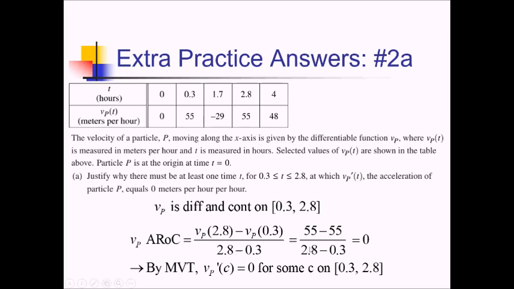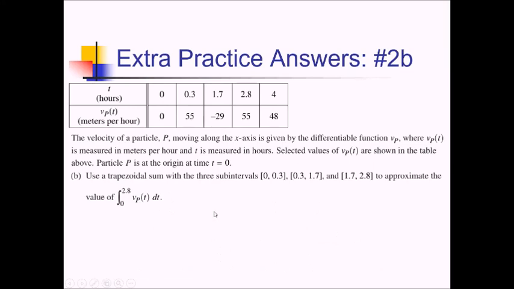IROC, there's going to be some IROC that equals this AROC somewhere on this interval. For this part of the problem, they want us to use a trapezoidal sum with 3 subintervals to approximate the integral from 0 to 2.8 of Vp of t dt. All right, so I'm going to say that this stuff is approximately equal to the following. And if you don't write approximately equals, you're in trouble because we are not giving the true value of this integral.